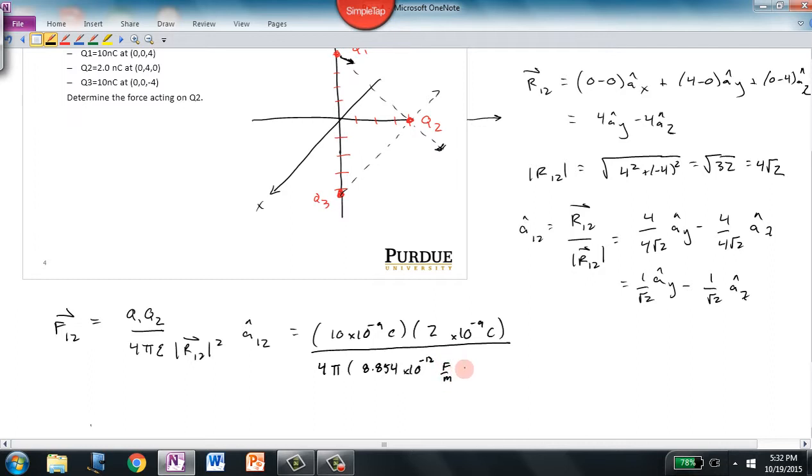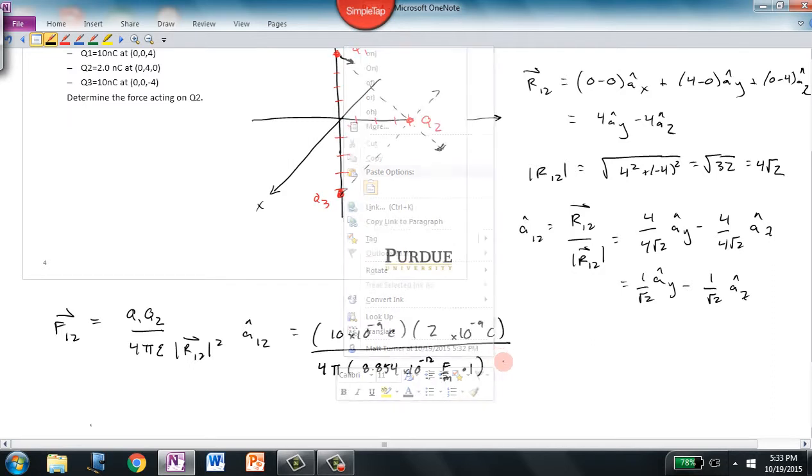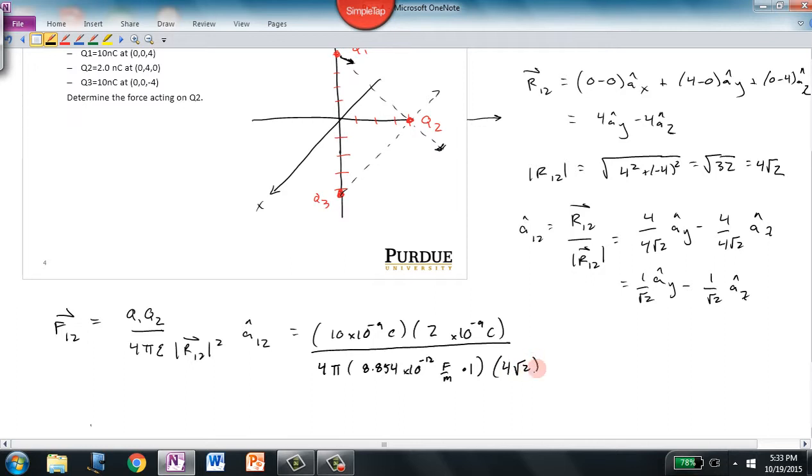Normally we need to multiply by the relative permittivity, but we're going to assume free space, so the relative electric permittivity is just 1. We then need to multiply by the magnitude of R12 and square that, so that's times 4 root 2 quantity squared. Then we multiply by the unit vector pointing in the direction from charge 1 to charge 2, so that's all times 1 over radical 2 a hat y minus 1 over radical 2 a hat z. So there's Coulomb's law for F12.